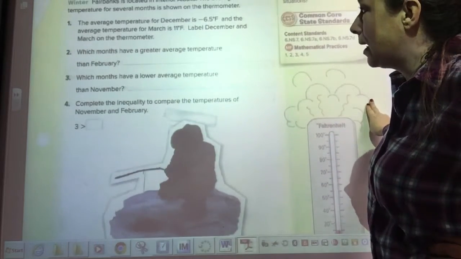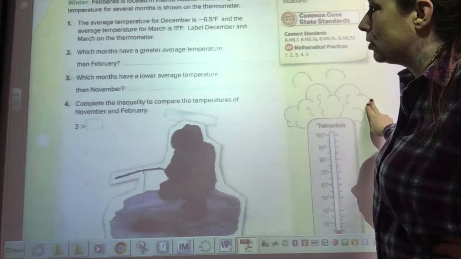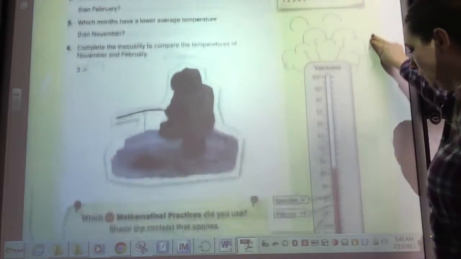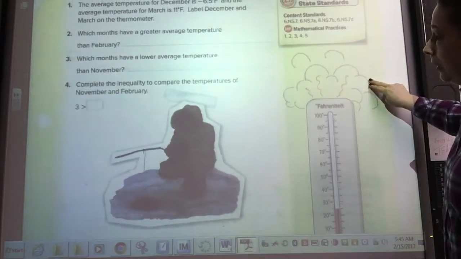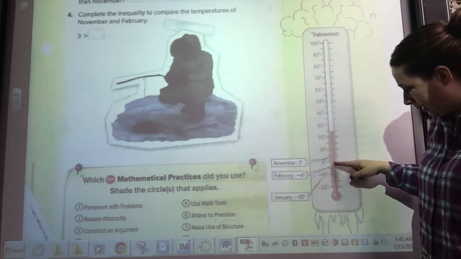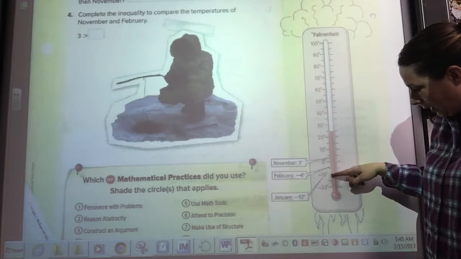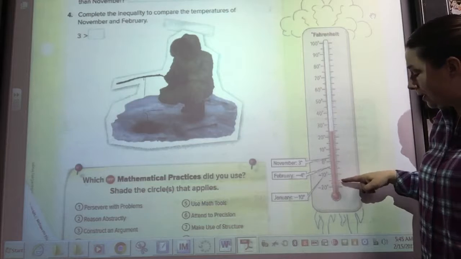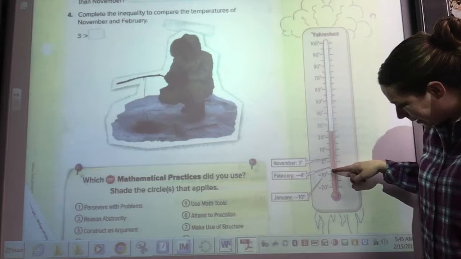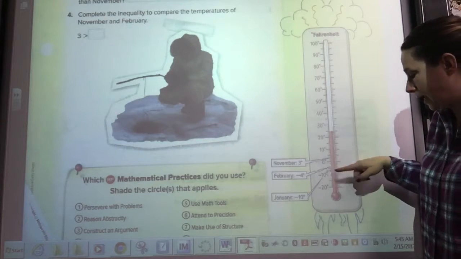Okay, now it says the average temperature for December is -6.5, and the average temperature for March is 11. Label December and March on the thermometers. We have to go down here. What was it again? -6.5. So down here we've got 0, and then these little bigger bars, they go by 5. So it's 0, 5, 10, 15, 20. And they want 6.5. So here's 5, and then these little tick marks, there's 6, and there's 7. So you have to put it right in between those two little tick marks, okay? It's a really, really tiny spot.